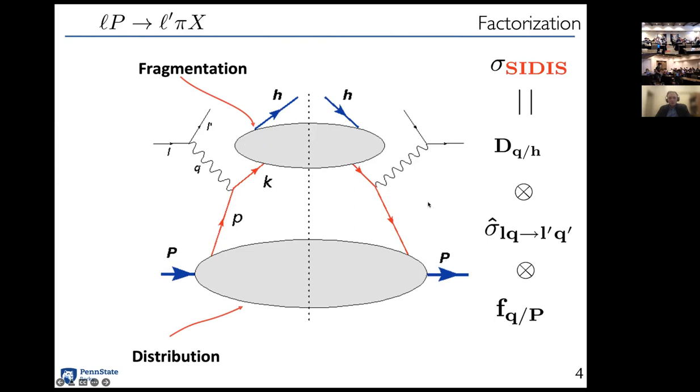Without the embellishment with the soft factor, the factorization for SIDIS looks like this. We have the lower part of the diagram, which describes the distribution of quarks and antiquarks inside of the nucleon. Now we have a leptonic tensor here, and we have the quark that fragments into an observed hadron, which we pick up on. This part is described by the correlator that contains TMD fragmentation functions. So we now disentangle everything into a part which has fragmentation, a part which has distribution, and a part which has this elementary scattering.